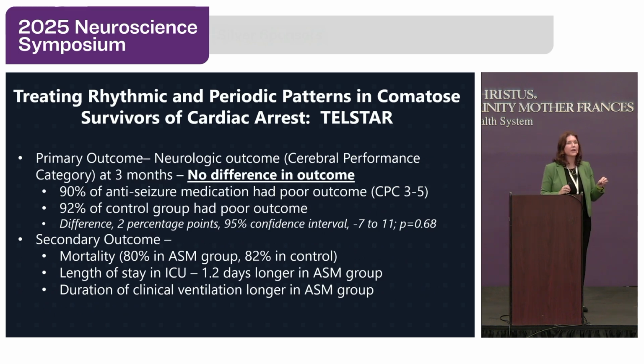So the patients that got the anti-seizure medicine versus the ones that didn't, they all had basically poor outcome based on the scale that they used. 90% in the anti-seizure medication group and 92% in the other group. You can see in italics there the statistics. The secondary outcome, not very different either, and actually, unfortunately, quite poor. So in 3 months, 80% of the patients in the anti-seizure medication group, 82% in the other group, had passed away. The length of stay in the ICU was slightly longer for the anti-seizure medication group, as well as the length of ventilation.